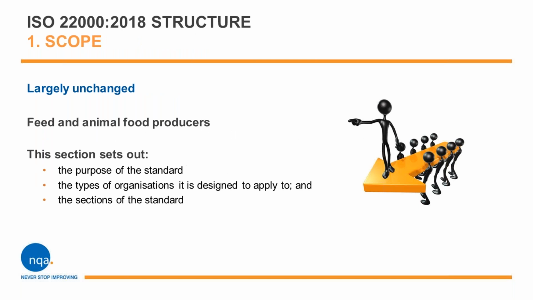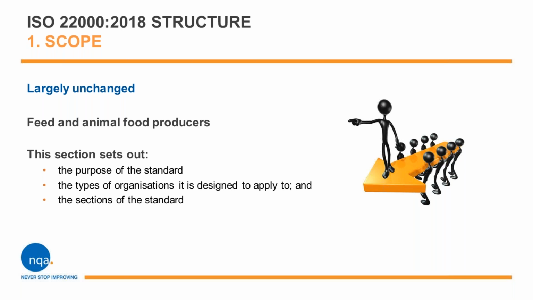So let's start now talking about all the requirements implemented in this version. You will see now the scope doesn't really introduce any change with respect to the previous version of the standard, the version 2005. The only thing that we should highlight here is that the feed and animal food producers organizations have been mentioned. And this is because they are also part of those organizations to which the standard requirements apply.